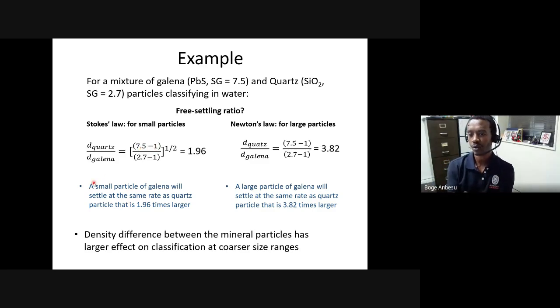But what I want to know is, now I have, say, 100 micron galena. Would 125 micron quartz sink at the same rate as the 100 micron galena? That's what I want to know. Because in my separator, I have both of them. Okay, and in this case, I know the densities are different, and therefore based on density, here, I'll probably go back.